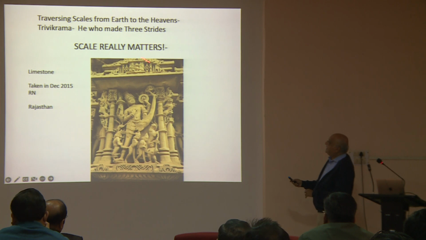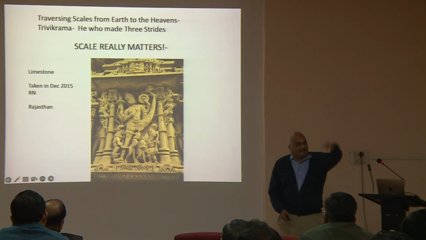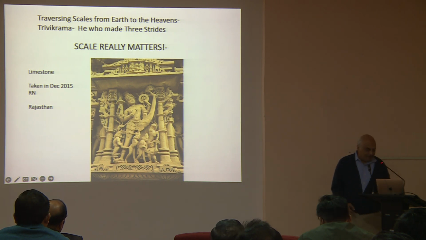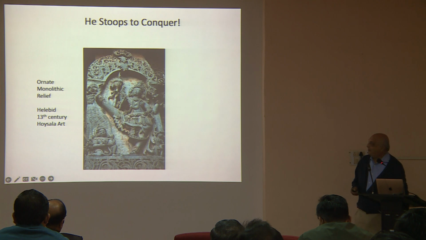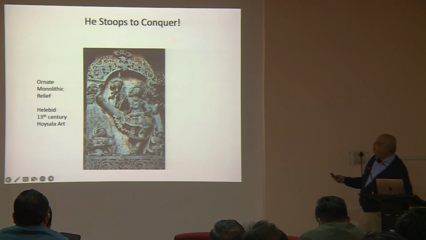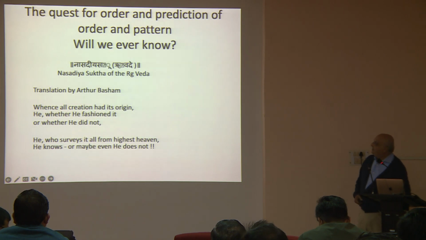So it shows that scale really matters. Just because it was a dwarf, you must be careful. It can go into large scale and completely change your view of what is about to happen. So I took the same picture. This is taken in Halebeedu in the state of Karnataka. I wrote the thing, He Stoops to Conquer, which is actually a novel by Oliver Goldsmith.